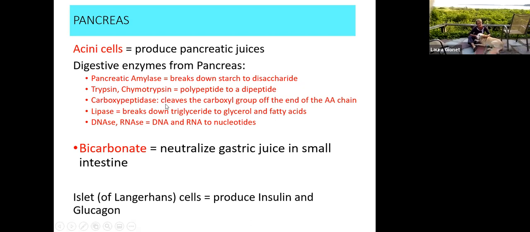We have carboxypeptidase that cleaves the carboxyl group off the end of an amino acid chain. So at the end of each amino acid chain is a carboxyl group, a COOH group. And we have a particular enzyme that cuts that off. We have lipase that breaks down the triglycerides to their building blocks of glycerol and fatty acids. And we have DNases and RNases that act on DNA and RNA to break them down to the building blocks of nucleotides. This is all from that chemistry chapter, the organic portion of the chemistry chapter in A&P 1.